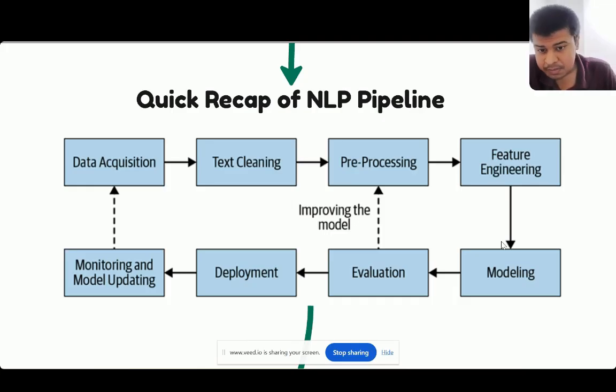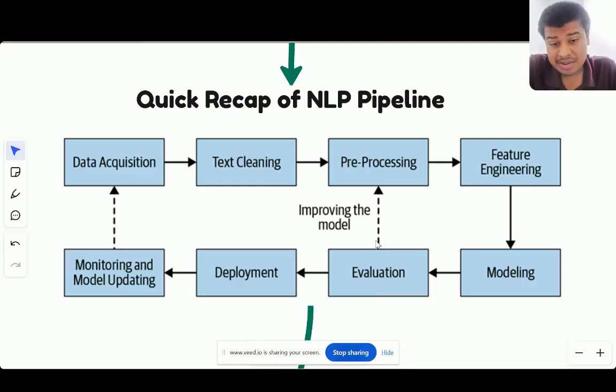And then in the deployment phase, we saw how deployment happens, what all features need to be considered, and how it takes place. And then we saw what is monitoring and then what is model updation. So in this whole pipeline, we saw all of this at the production level.